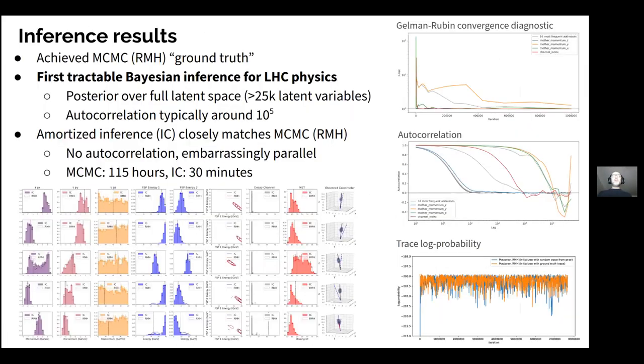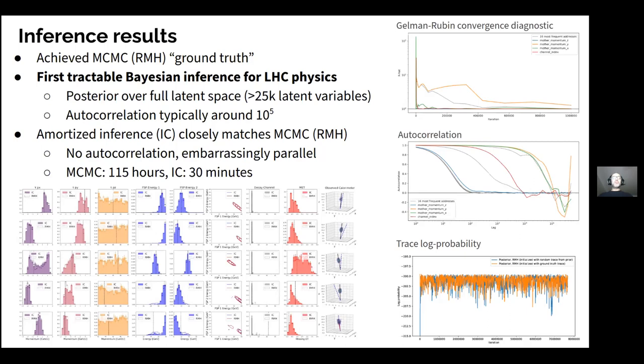Actually, wait. What happened here? The thing I forgot to mention is that in amortized inference, IC is the label we use. Inference compilation is the name for a particular type of amortized inference. With amortized inference, we can get the same result in 30 minutes that we got with more than 100 hours. These plots show that, I forgot to mention. You see histograms that show two things, the IC and RMH. The RMH one is the MCMC. You see that they agree, so you can get the same posterior for the same observation and the same prior simulation.